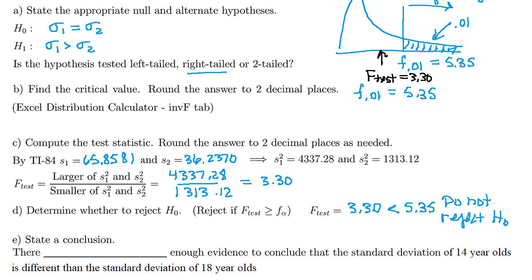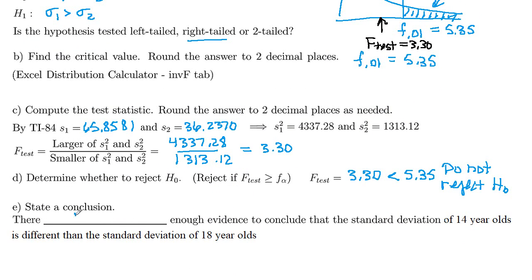So we're going to conclude that there is not sufficient evidence to conclude the standard deviation for 14-year-olds is different than the standard deviation for 18-year-olds. So that is a hypothesis test for difference of standard deviations when it's a one-tailed test and the sample size is the same. So it's a little easier when the sample size is the same. You don't need to figure out the test statistic first because numerator and denominator degrees of freedom are the same.